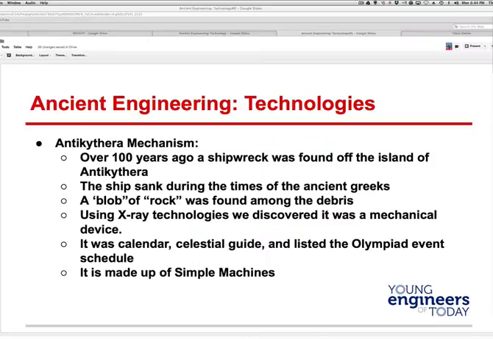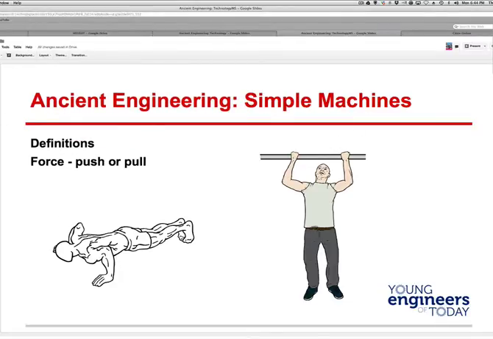All right? Let's talk about, we need to talk about some definitions. We're going to talk about simple machines. But first definition we're going to talk about, force. A force is a push or pull. All right? A force is a push or pull. Do a pull-up. That's a pull. Pull on a door open. That's a pull. Doing a push-up, you're pushing yourself off the ground.